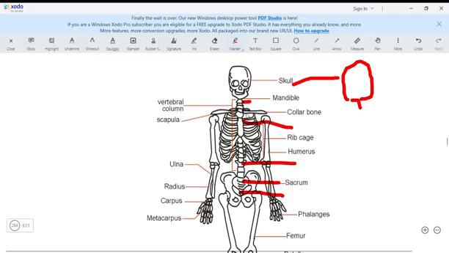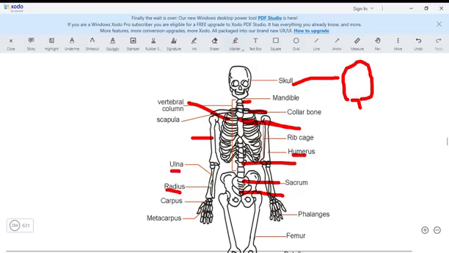Then I've mentioned this one that looks like a tie. It's the one we call the sternum or breastbone. Then this one is the collar bone. You know, when you wear clothes, you say this is your collar. Then these are the ribs, the curved parts. Then this long bone here is the humerus.